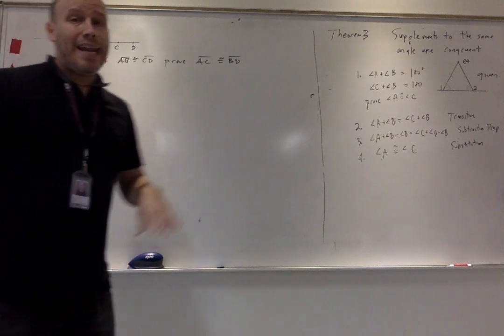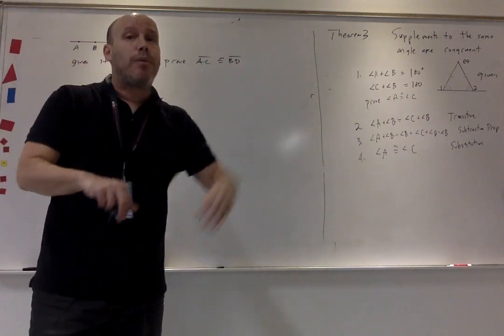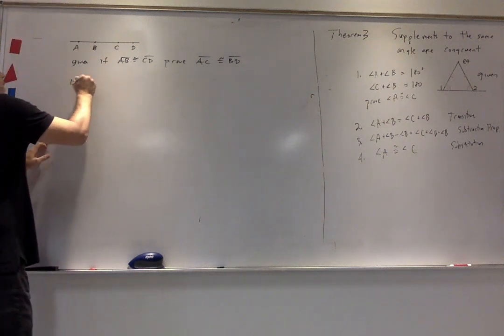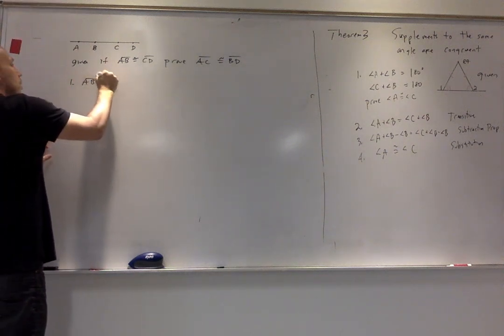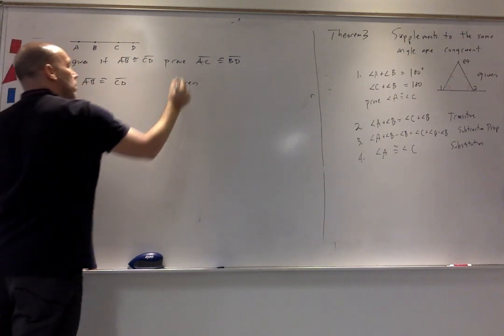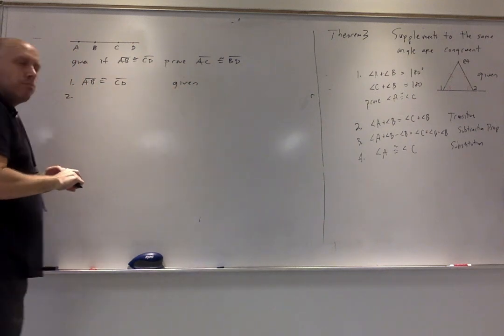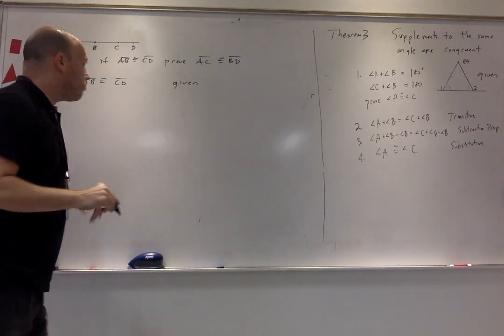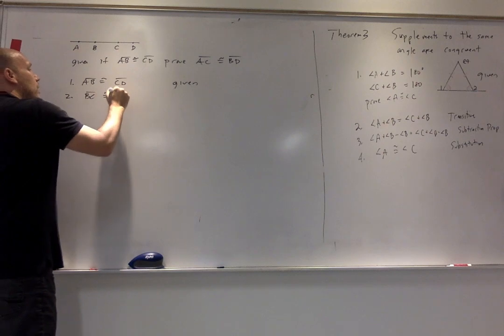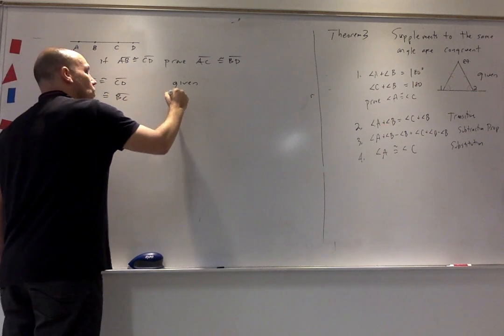Once again, we're not in an English class. I'm not seeing an essay. I want to see a line-by-line proof. Step 1, AB is congruent to CD. Why? Given. Number 2, what do you think? BC is congruent to BC. Why? Reflexive.